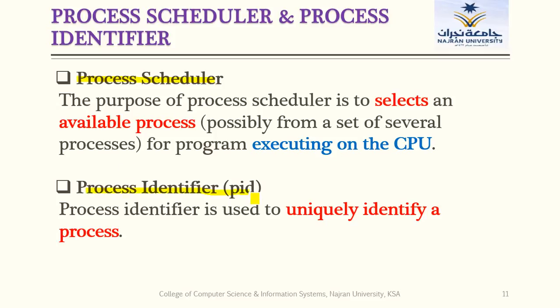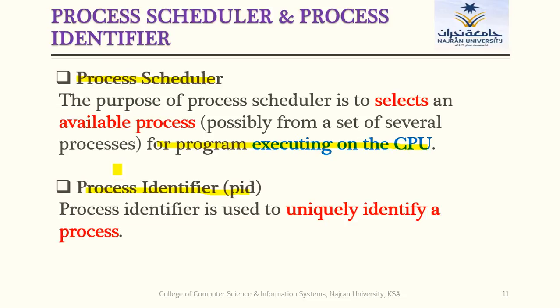So what is a scheduler? The purpose of the scheduler is to select an available process, possibly from a set of several processes, for program execution on the CPU. So there will be many processes available, but the scheduler will select one process and give it to the CPU for execution, or you can say it will move from the ready state to the running state for execution. Then the process identifier is used to uniquely identify a process. Okay, so we finish our discussion up to this slide.